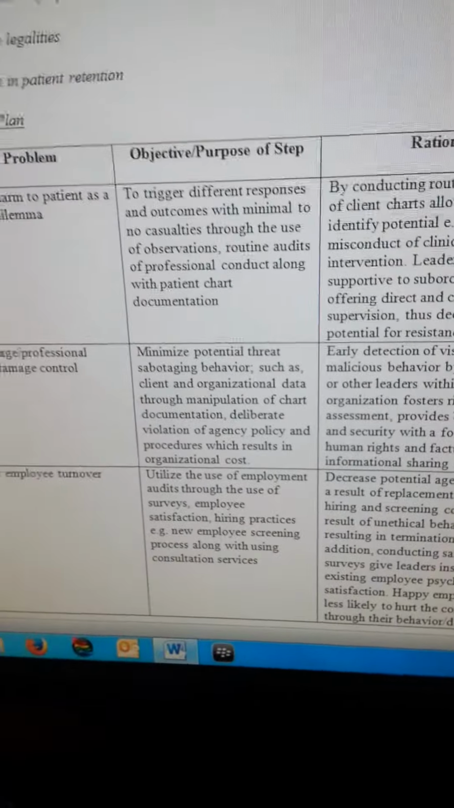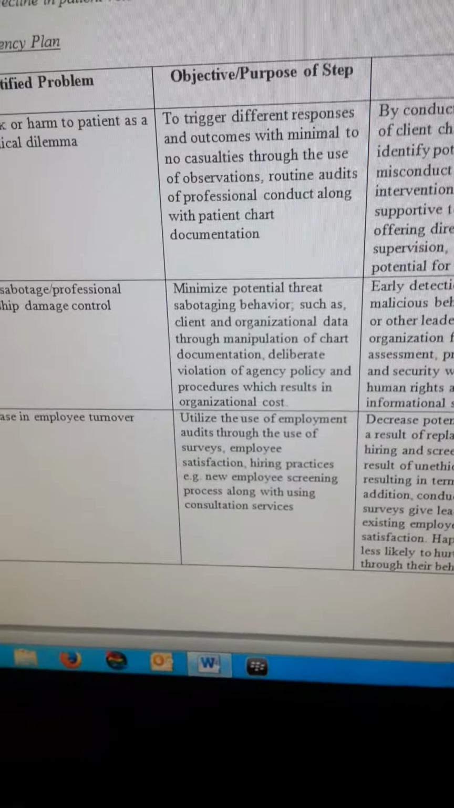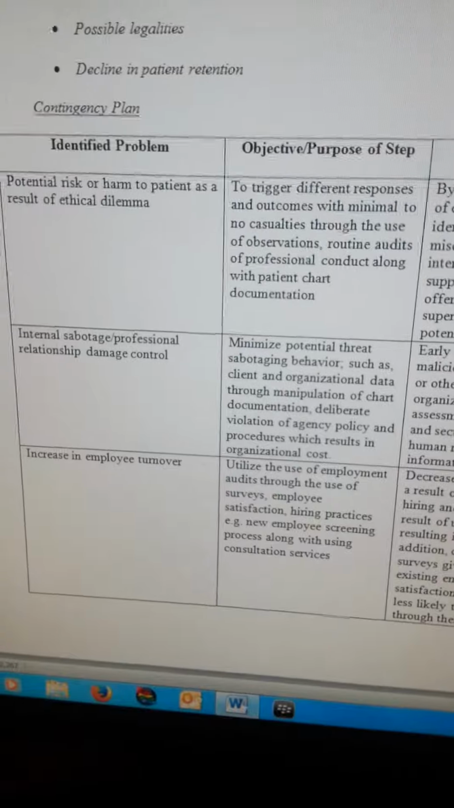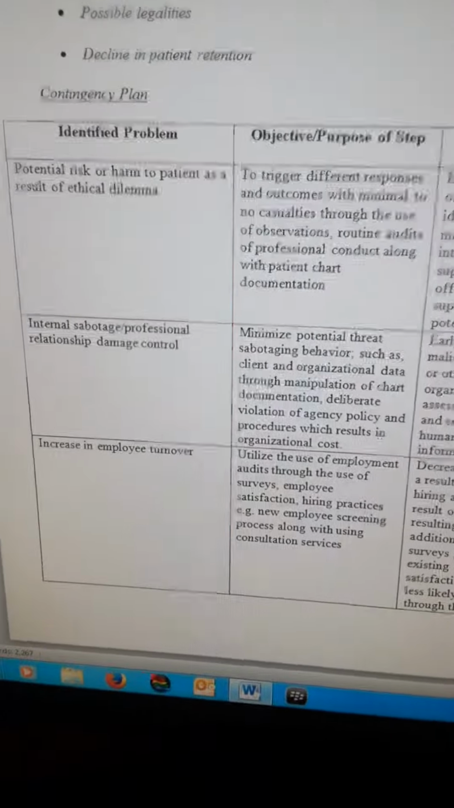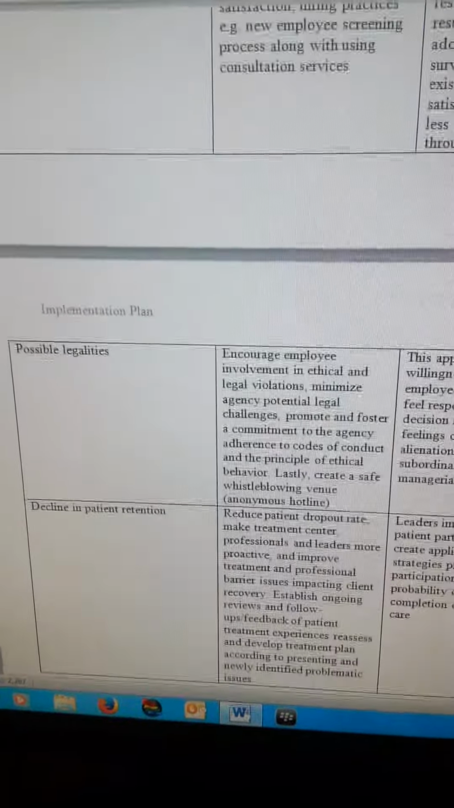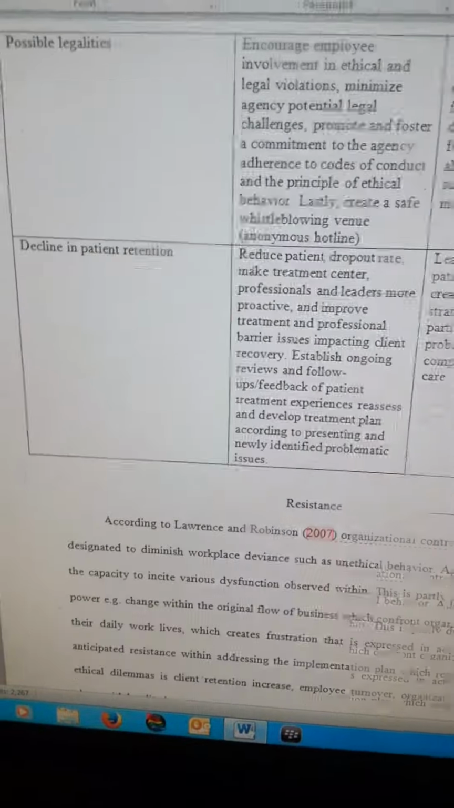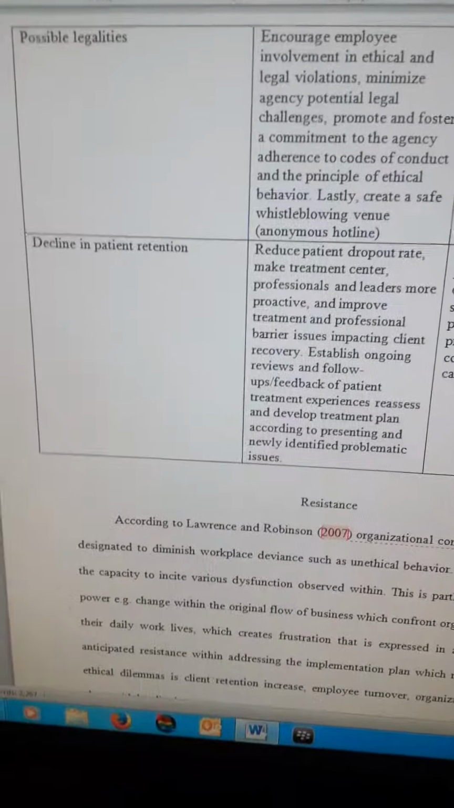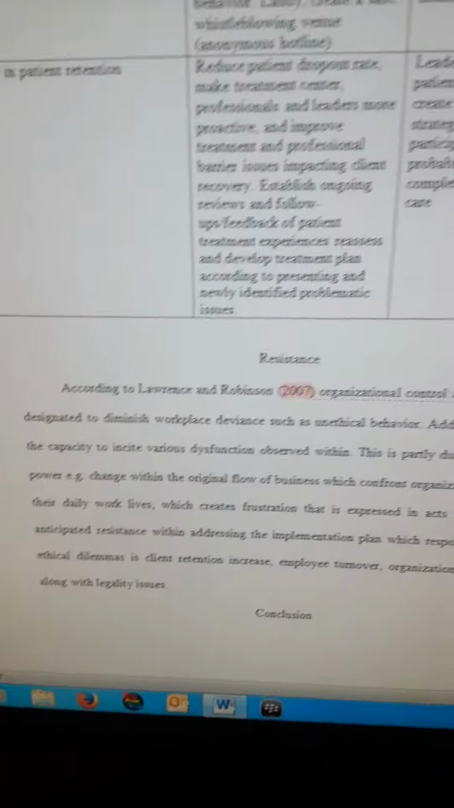So I did 3 columns. I tried to hit the problem right at first glance without making my professor read too much. Not that he has a problem reading a lot, because Dr. Cashman, I've had a couple of classes with him, and he's a really good professor.